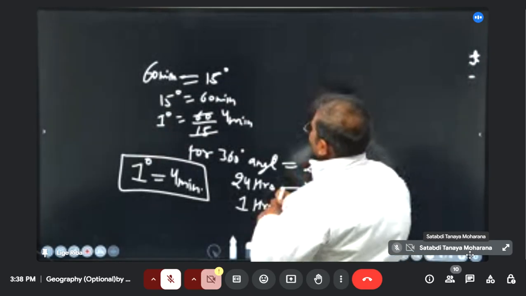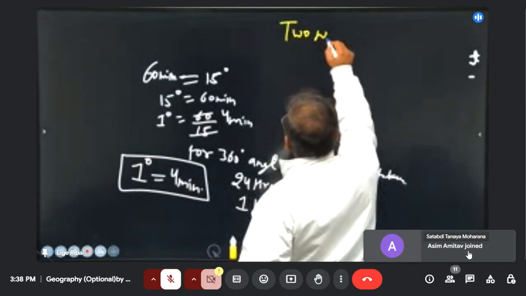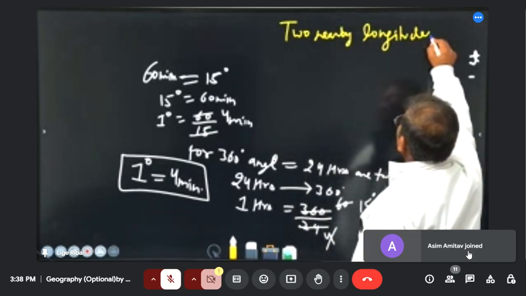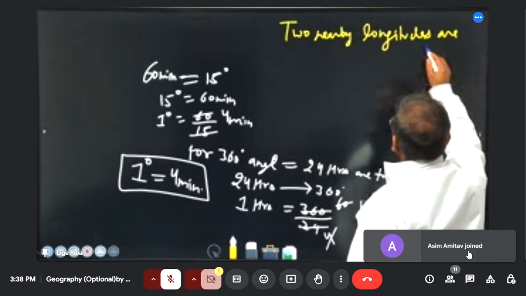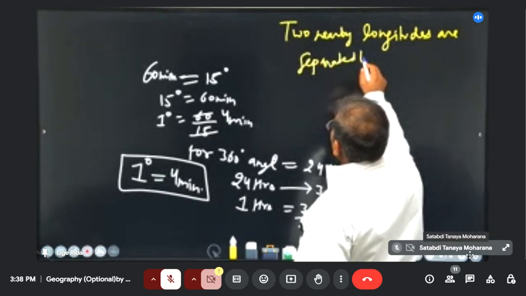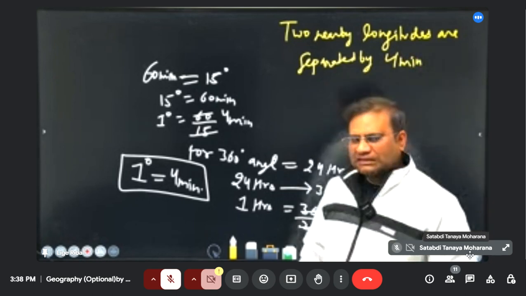This conclusion can be drawn. Two nearby longitudes are separated by 4 minutes. This is the meaning.